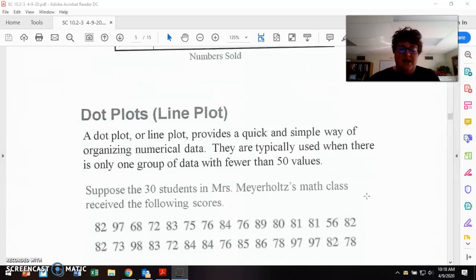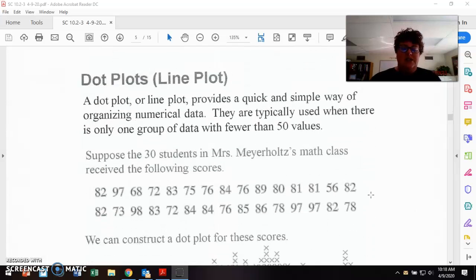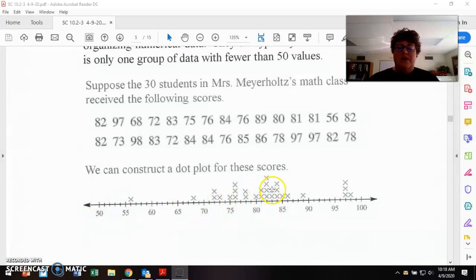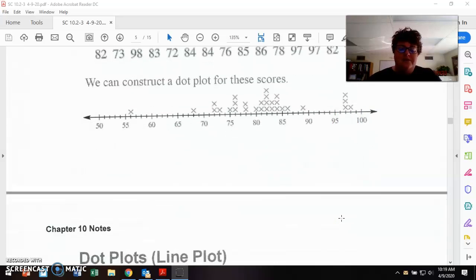The next one is a dot plot. Okay, so a dot plot, you can look at it, dot plot for test scores. So basically it's a number line, and you have your dot plot, or it's also called a line plot because you're using a number line, but you have your scores lined up on top with the X's. Okay, so you can see all those scores there.